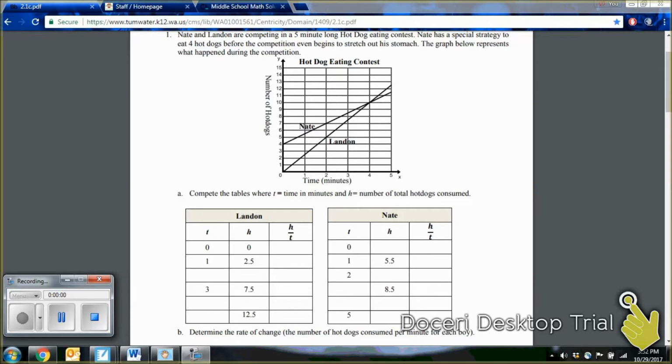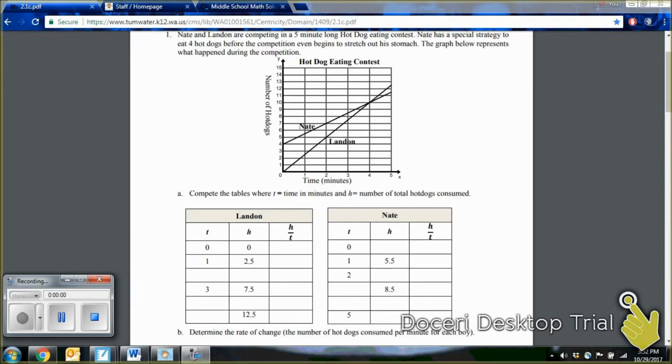So if we look at our two tables, let's start with the one on the left. Now we're going to work through Landon's table together, but you're going to be doing Nate's table on your own, so you're going to want to pay attention as we go through this. So we have T in our first column. Remember up here they told us T was time. Now if we backtrack even more, we saw that time goes with X. So really T is talking about the X value.